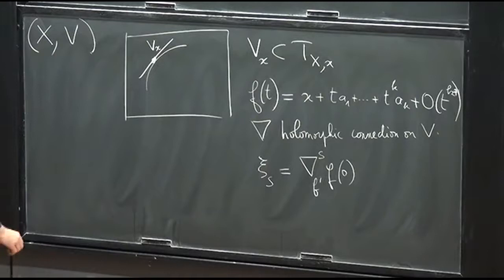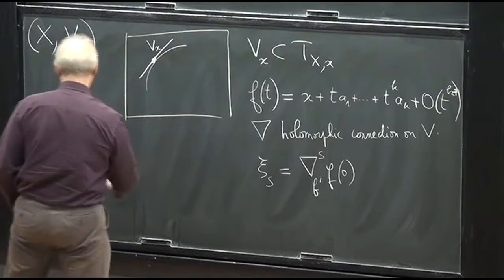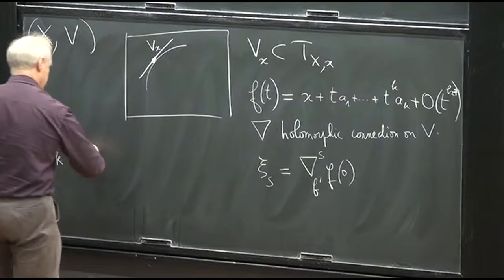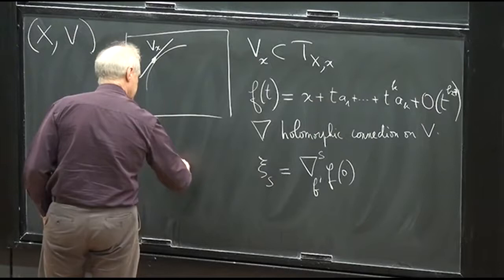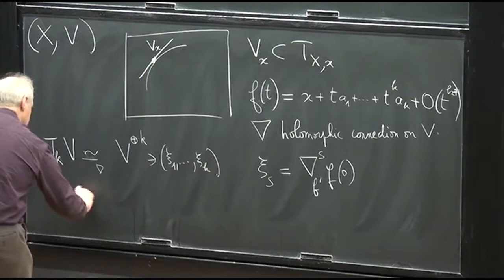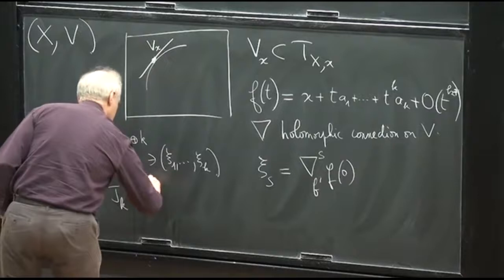And then you can interpret the k-jet space locally, it depends on the connection. You identify this with V with k copies, given by successive derivatives c_1, ..., c_k. And then you consider the k-jet space, which is the weighted projective space. So you remove the zero here, and you take the quotient by the C-star action, which I explained yesterday.